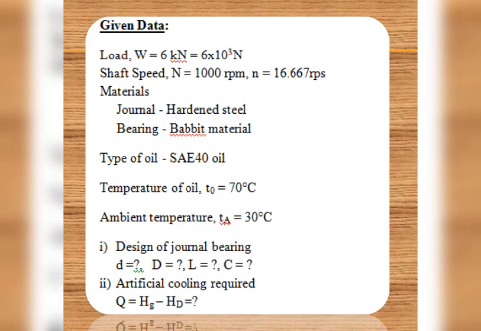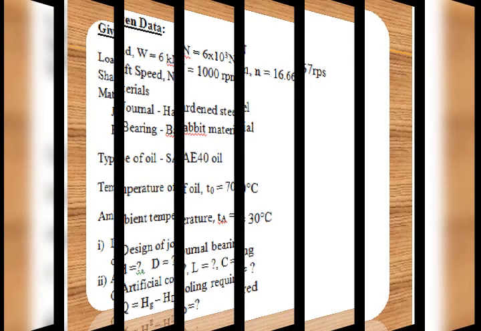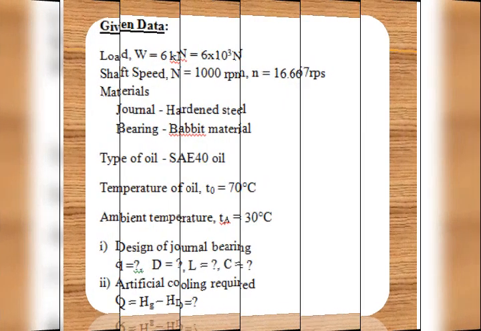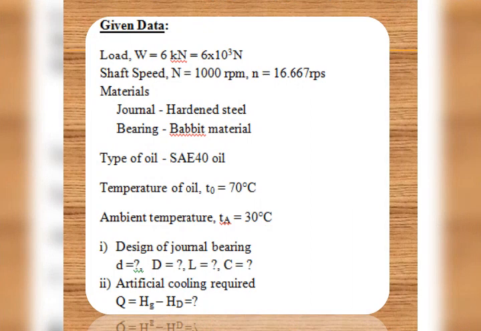The journal is of hardened steel and bearing is of Babbitt material. So here materials for journal as well as bearing he has given. Journal is made up of hardened steel and bearing is made up of Babbitt material. This will be used to get the recommended value of bearing modulus, that we'll see later.